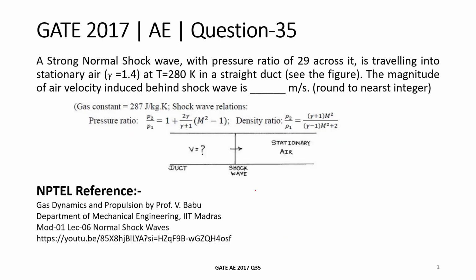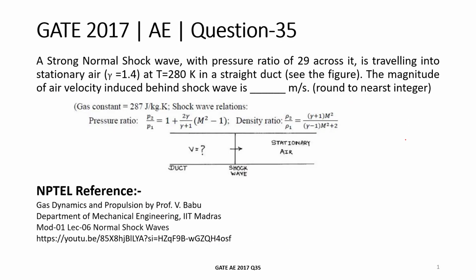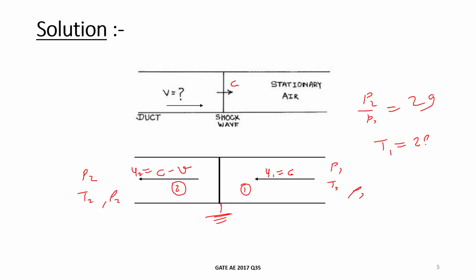And here in the problem, temperature is also given for stationary air, and pressure ratio. So what is given? P2 by P1 equal to 29 and this T1 equal to 280 Kelvin. We don't know Mach number also. So first we will find this Mach number M1.